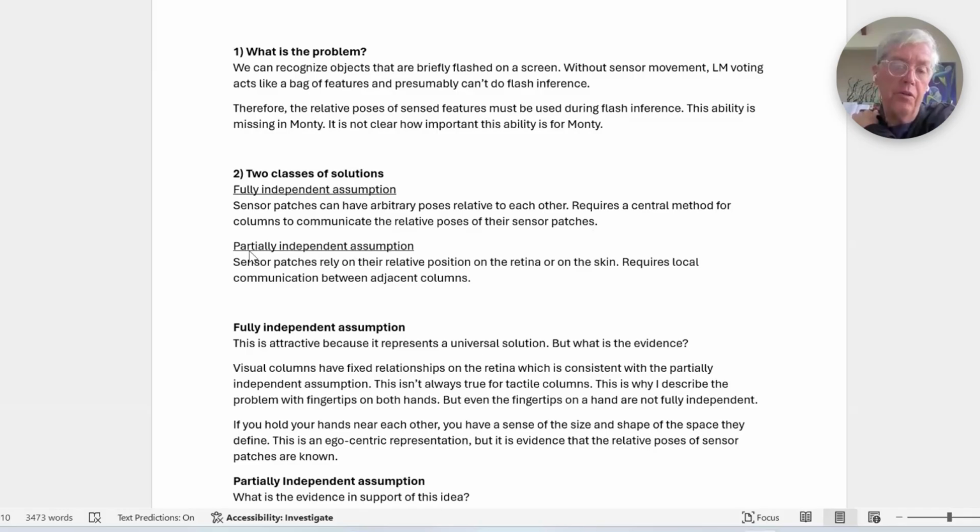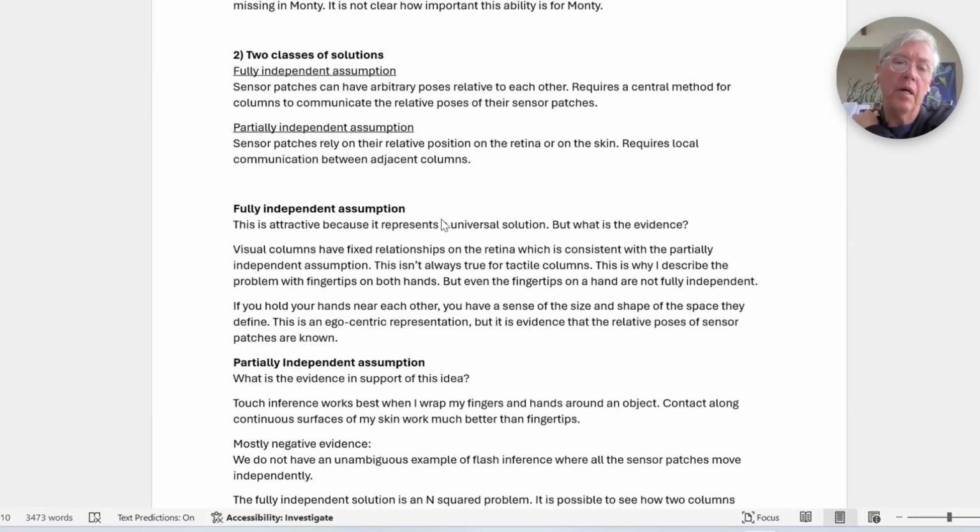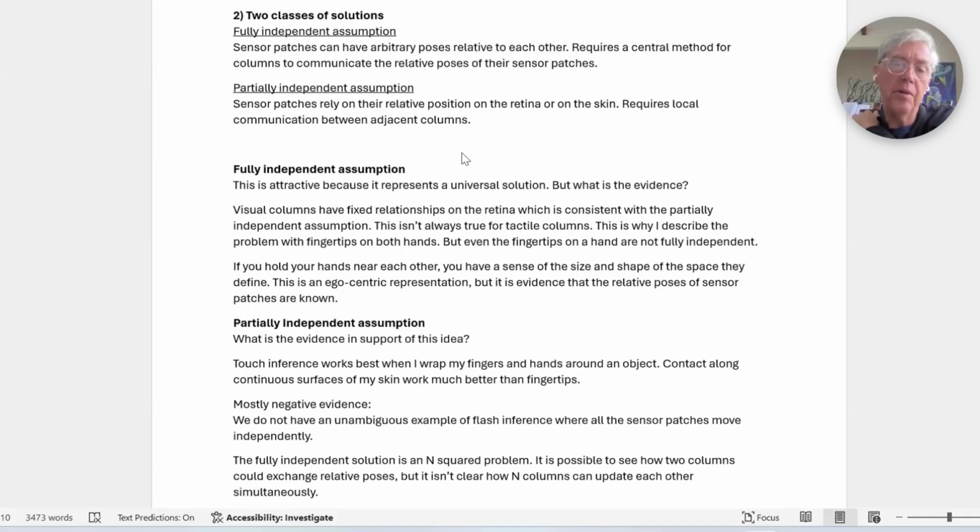There's an alternate one, which I call the partially independent assumption, which is that patches rely on the relative position on the retina or on the skin. This could use local communication between adjacent columns, so it wouldn't be a centralized communication proposition. This is not where I started, and I didn't reach a conclusion, but it rose in relevance. Let me talk a bit about these two classes, because I'll explain some of my thinking behind it.